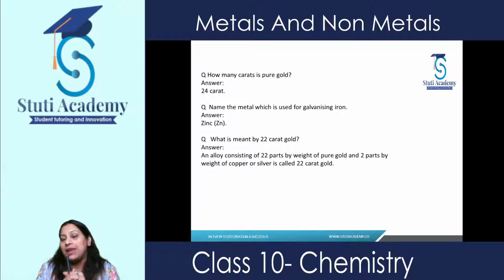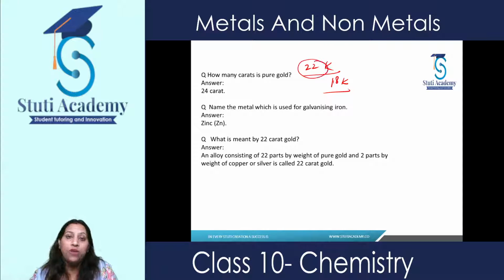And how many carats is pure gold? Pure gold is made up of 24 carat, and this 24 carat gold is very soft, and if we use it in making ornaments, these ornaments can easily break or we can easily fold them. So that's why we use copper or silver to improve its durability and strength as well. That's why you people have seen that sometimes in gold it is mentioned 22 carat or 18 carat gold.